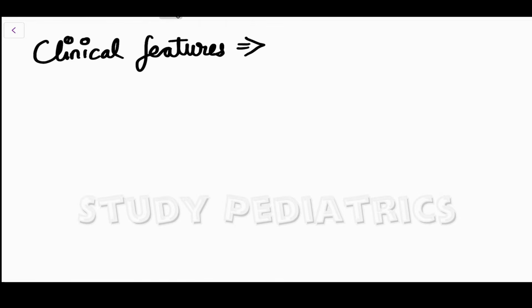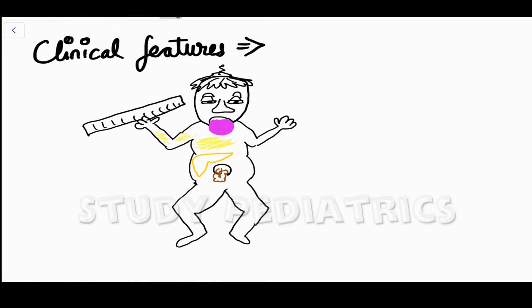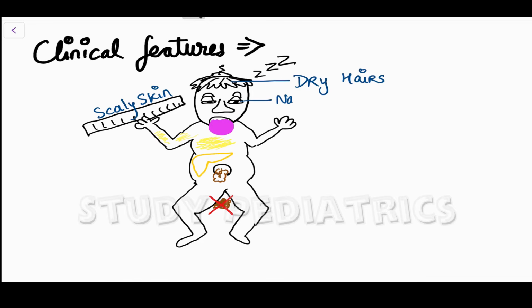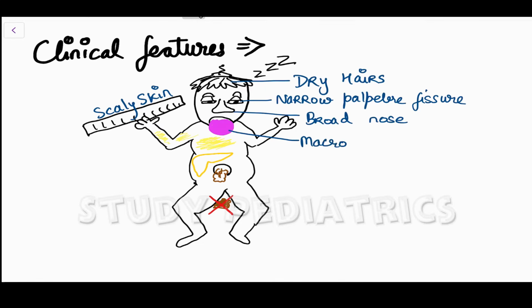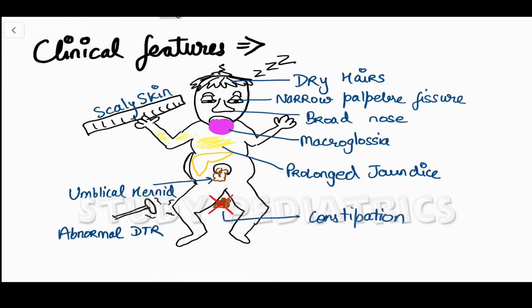Now let's come to the clinical features. The clinical features can be understood very well with a diagram. Let's draw it. As can be seen here, dry hairs, scaly skin, narrow palpebral fissure, broad nose, macroglossia, prolonged jaundice, constipation, umbilical hernia, abnormal DTR and protruding abdomen.